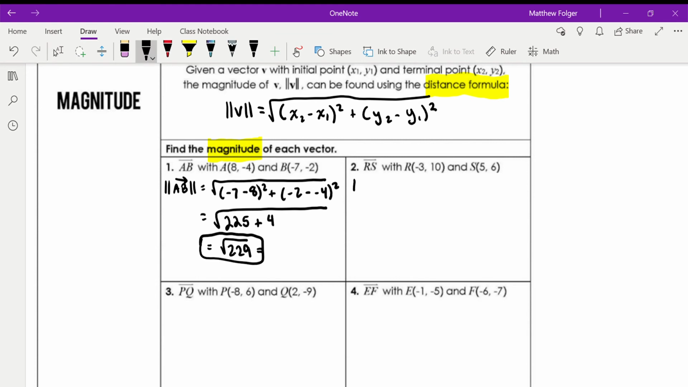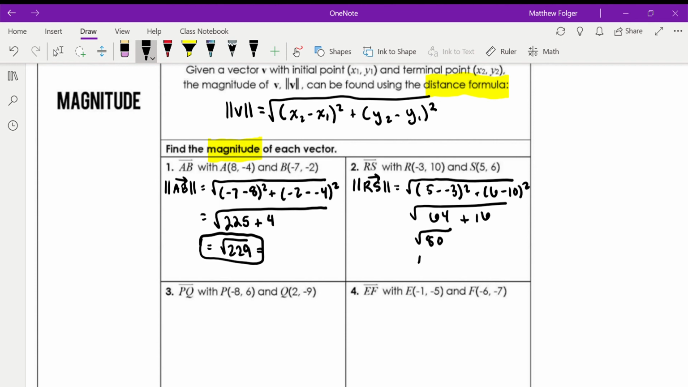All right, so let's try this one. The magnitude of RS equals x2 minus x1, 5 minus negative 3, and then 6 minus 10. So this is going to be square root of 64 plus 16, and that's square root of 80. Now this one will break up quite nicely. So see if you can do that. How does square root of 80 break down? Well, what's the perfect square that goes into 80? 16 and 5, right? You could use 4, but 16 is the biggest one. So it's going to be 4 radical 5. There's the length.